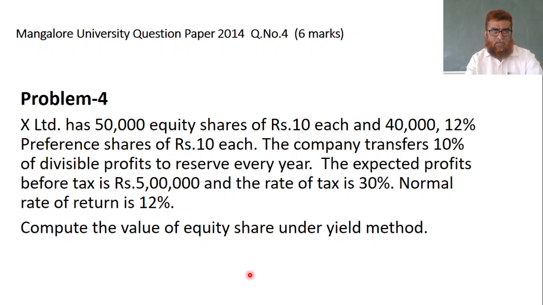Next, third we have completed. Fourth problem. This is a question from Mangalore University question paper 2014, 6 marks question. X Limited has 50,000 equity shares of rupees 10 each, 40,000 12% preference shares of rupees 10 each. Company transfers 10% of divisible profit to reserve every year. Expected profit before tax is 5 lakh. The rate of tax is 30%. Normal rate of return is 12%. Compute the value of equity share under yield method.